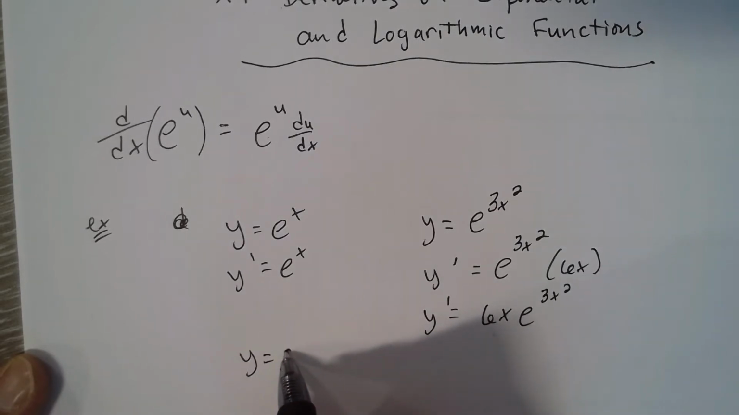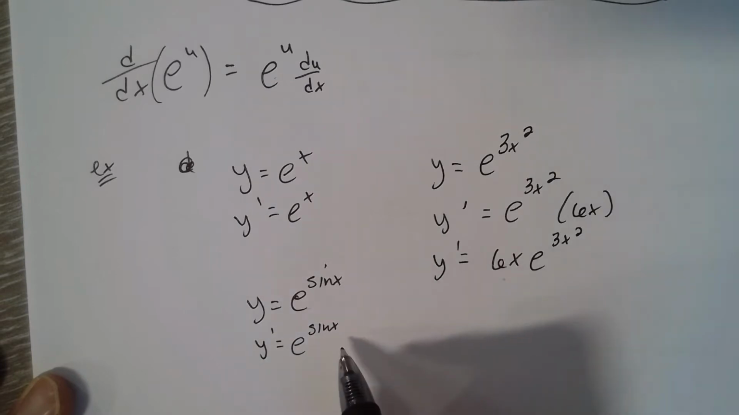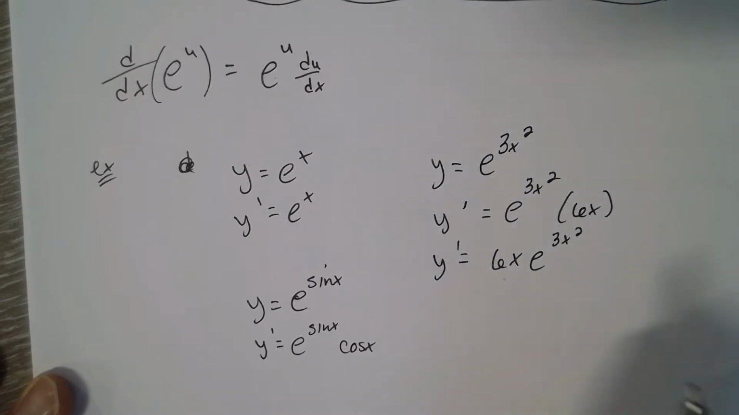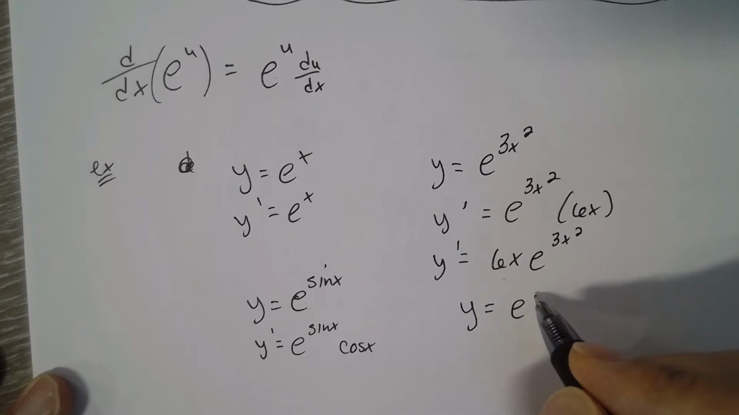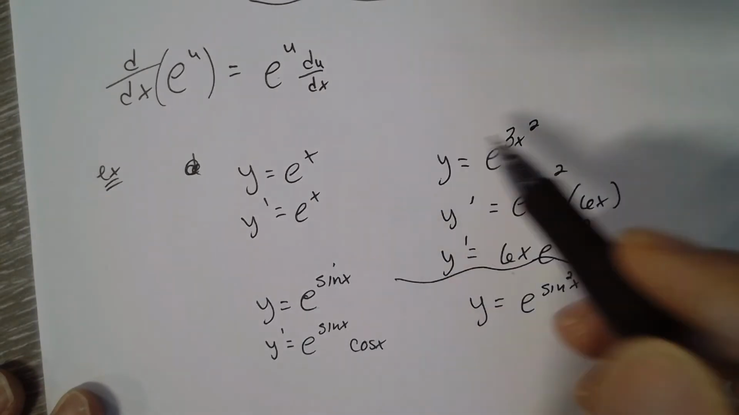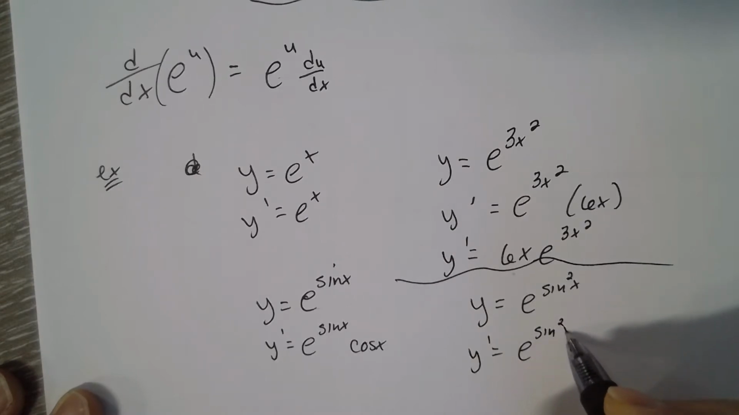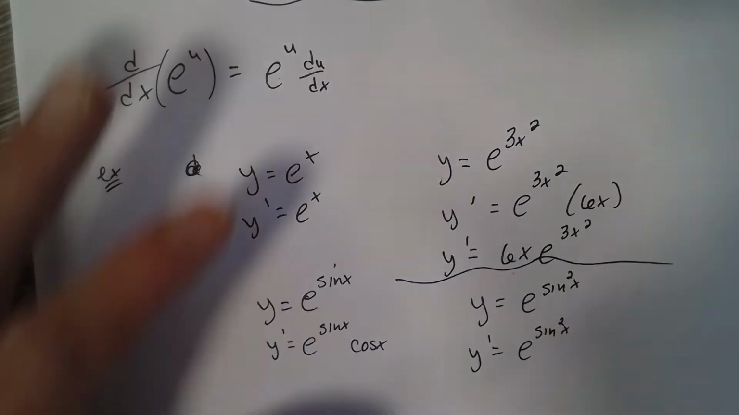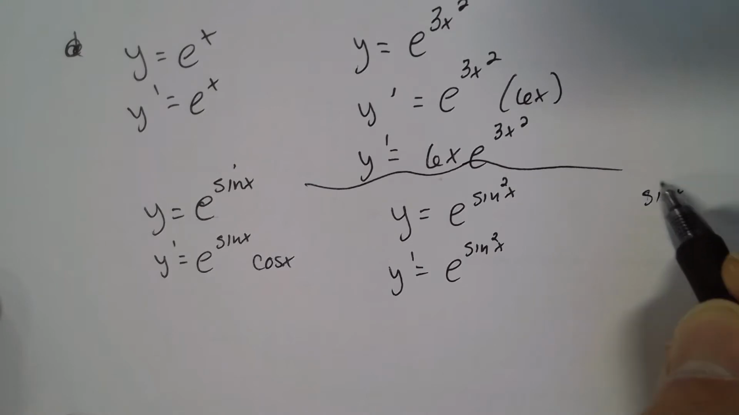If you have y equals e to the sine x, y prime would be itself times the derivative of the exponent, which is cosine x. I suppose I could involve the chain rule. What if it was e to the sine squared x? The derivative would be itself times the derivative of the exponent. So what is the derivative of sine squared x? Think of it as sine x quantity squared.